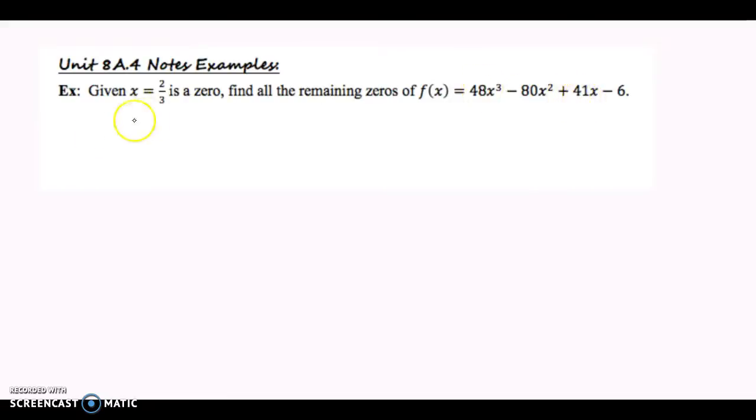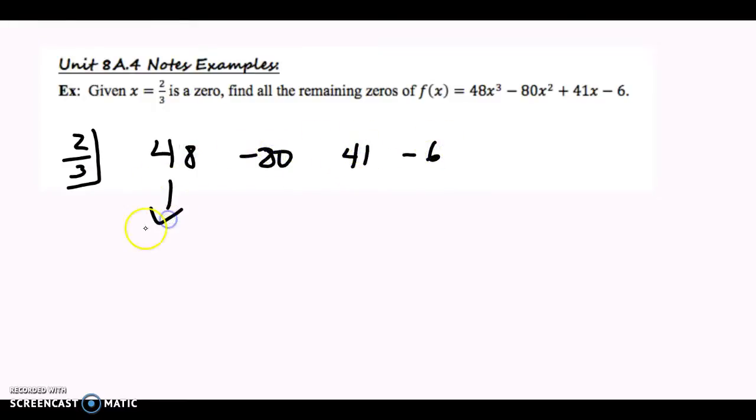If 2/3 is a 0, I'm going to use synthetic division on the polynomial to see what the resulting polynomial is going to be, and then I'm going to take that resulting polynomial, set it equals 0, and solve for x to find the other zeros.